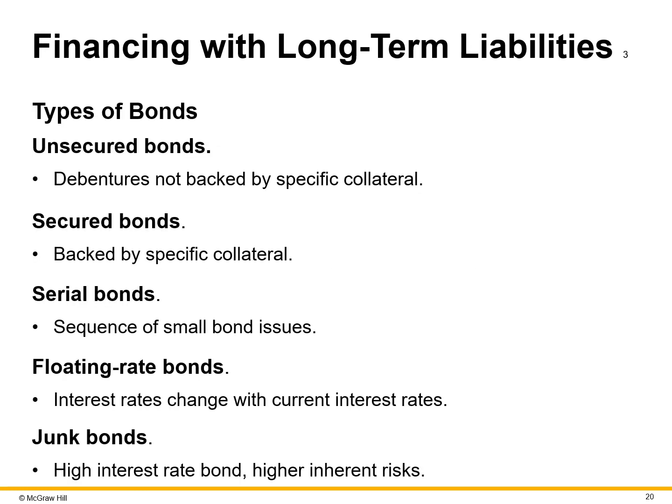Unsecured bonds are debentures, or bonds not backed by specific collateral. Secured bonds are bonds in which the issuing company pledges specific assets to bondholders as a guarantee should it be unable to make interest and principal payments. Serial bonds are a sequence of small bonds issued with progressively larger maturities. Floating rate bonds have coupon rates that change with current interest rates. A junk bond offers higher rates of return than other bonds, but carries higher risk because of a greater likelihood of default.